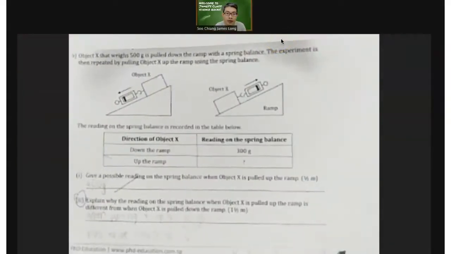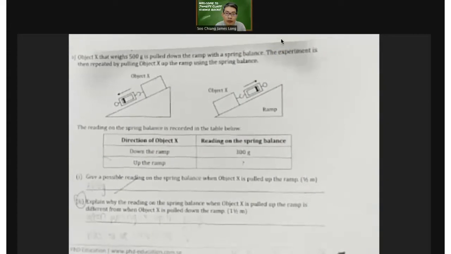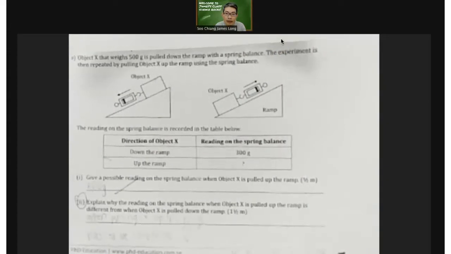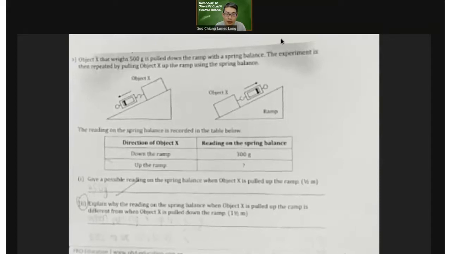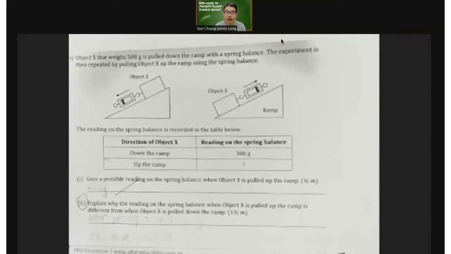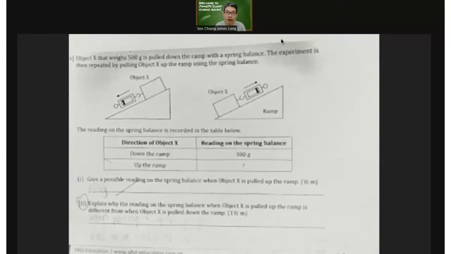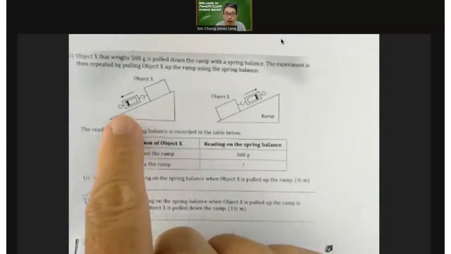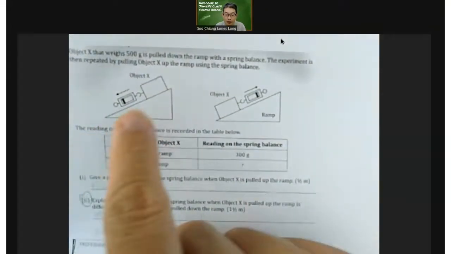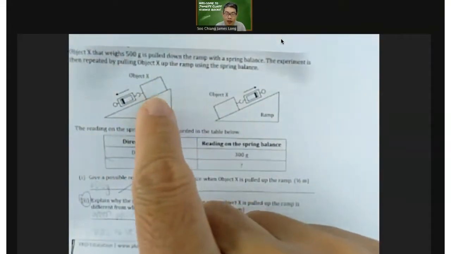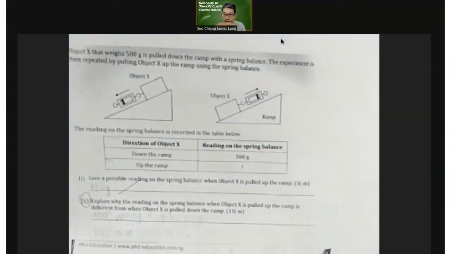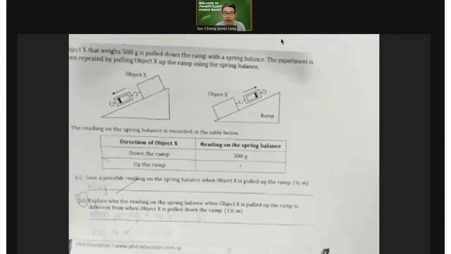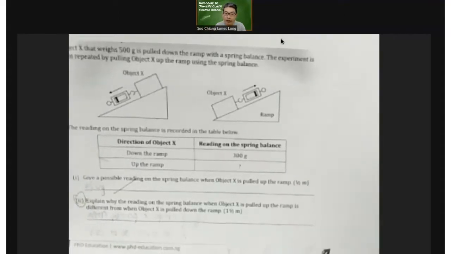Object X that weighs 500 grams is pulled down the ramp with a spring balance. The experiment is then repeated by pulling object X up the ramp using the same spring balance. So the spring balance will register the force. And what force is that? Of course, if you are pulling it, it's a pulling force. But if you can overcome the frictional force, that will represent the amount of frictional force if it's on a flat surface. Now, if it's an inclined plane, then you've got to factor in gravitational force.